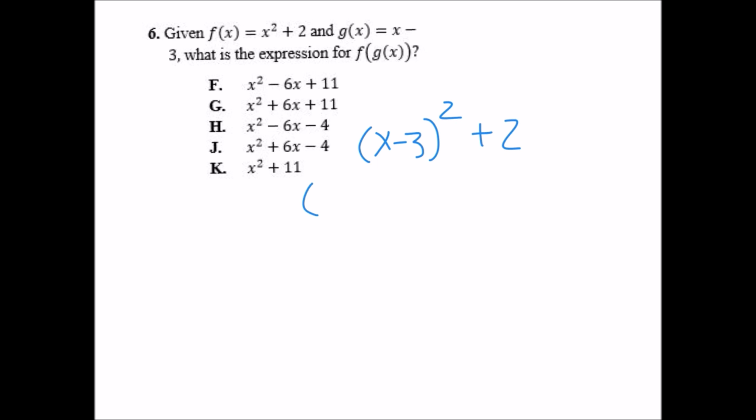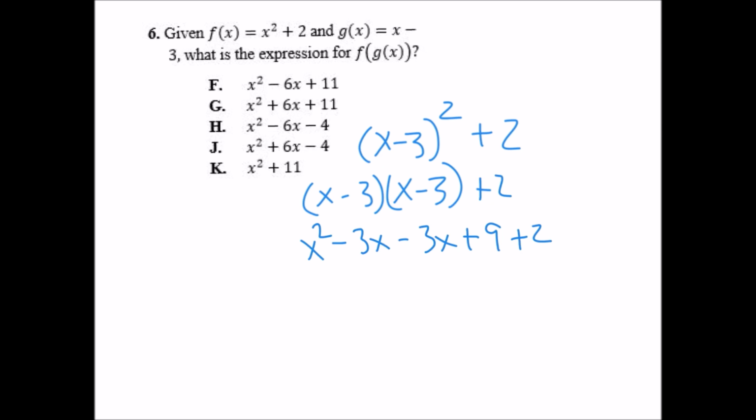Well, now you've got to use the FOIL method and do x minus 3 times x minus 3, and don't forget to bring down the positive 2. And again, using the FOIL method, we get x squared minus 3x minus 3x plus 9 plus 2. Combining like terms, we get x squared minus 6x plus 11. X squared minus 6x plus 11. The correct answer is F.